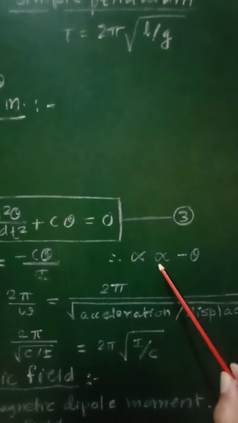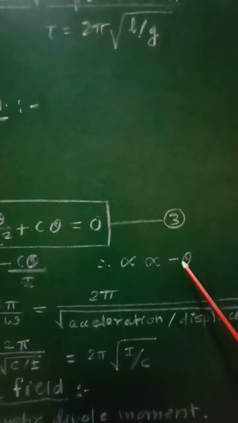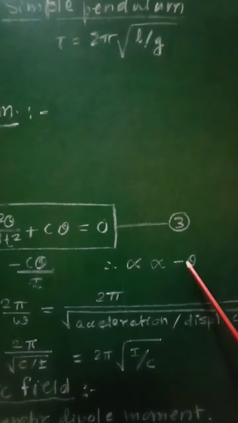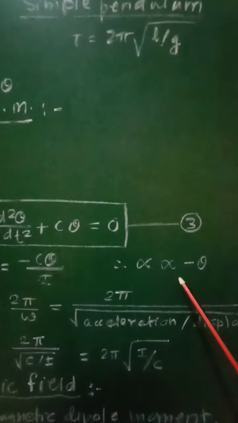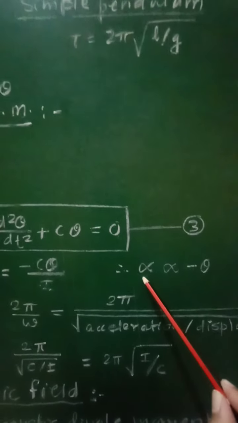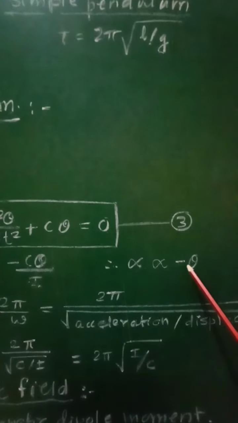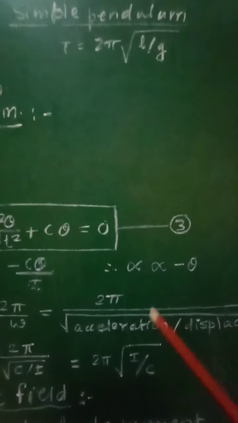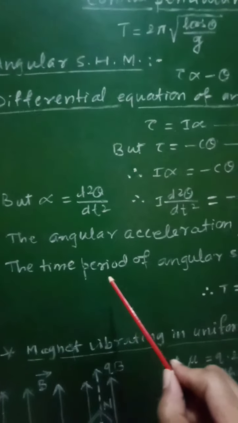From this relation, it is clear that the angular acceleration of that body is directly proportional to the angular displacement of the body from the mean position, and it is oppositely directed to the displacement from the mean position. Therefore this equation represents that the body is performing angular SHM, because acceleration is directly proportional to displacement and is oppositely directed to it.